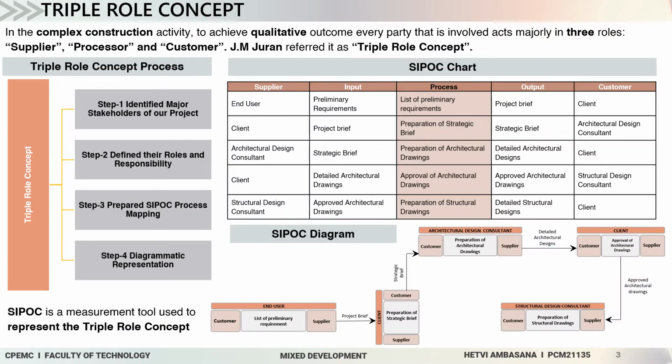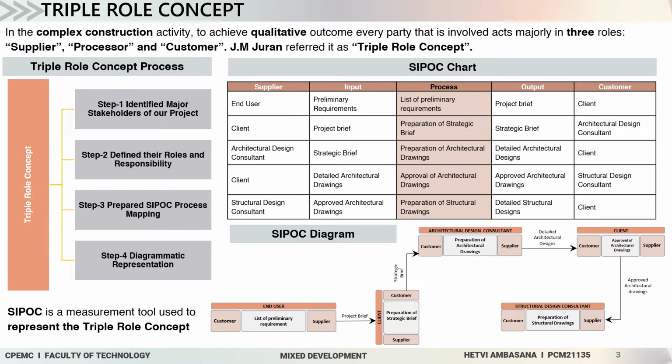The topic is the triple role concept. As per J.M. Juran, in every complex construction, each and every party involved has majorly three roles to play: one as a supplier, second as a processor, and third as a customer. This process is called the triple role concept.